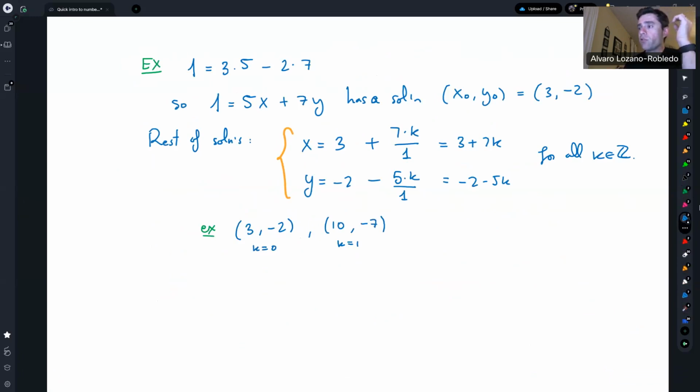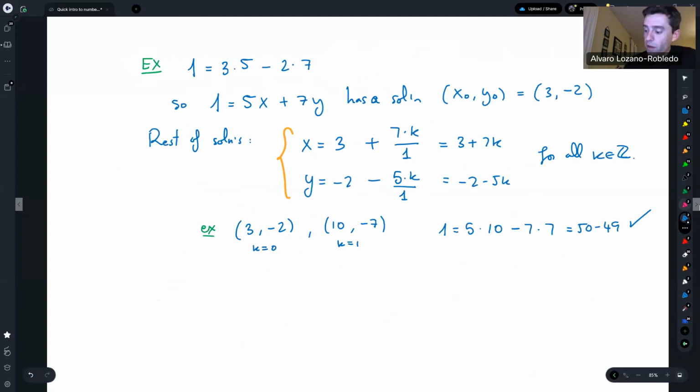So is that so? Well, 1 is 5 times 10 minus 7 times 7, that's 50 minus 49, which is 1. So yes, 10 and minus 7 also work. By the way, why does this work? Why do those all work? So let me show you that all of those solutions actually work.